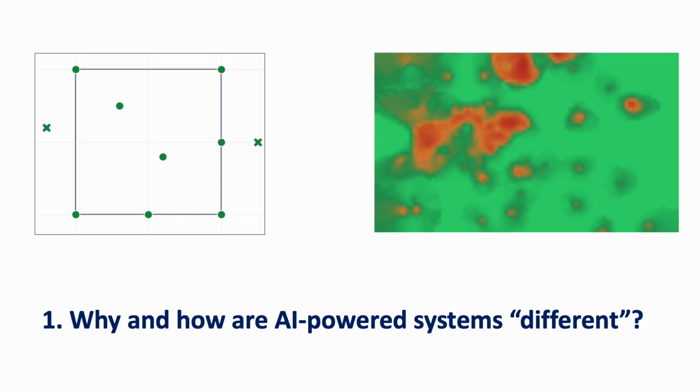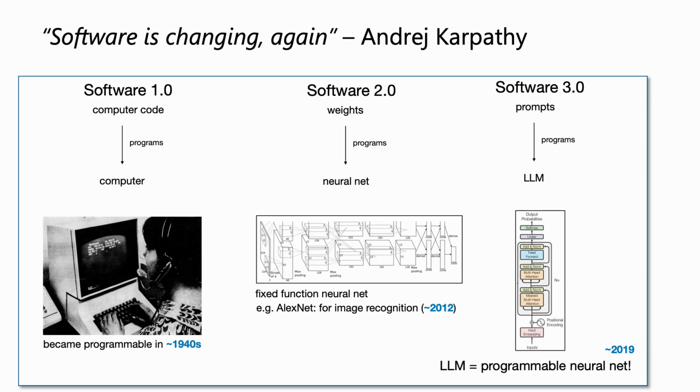So let's see why and how AI systems are different than traditional software. And throughout this course, I'm going to steal one more slide from Andrej Karpathy and one more terminology. He uses this term software 1.0, 2.0, 3.0.